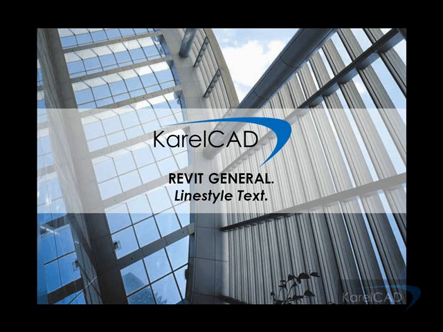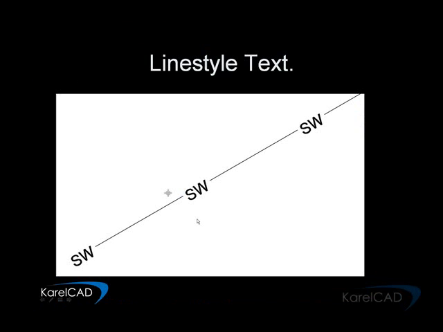In this next lesson we're going to look at making our own line style text in Revit. So what do I mean by line style text? That's the type of thing I'm talking about, text that's associated with a line. A lot of people think that is a fairly straightforward thing to do. It is in AutoCAD, but in Revit it's a little bit more complicated. So let's have a look at that next.